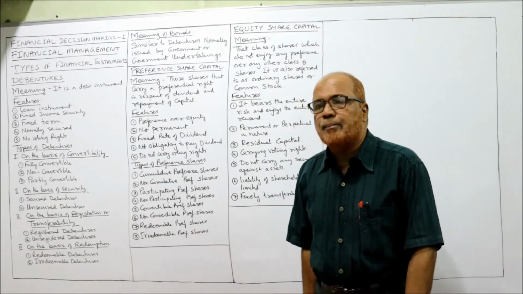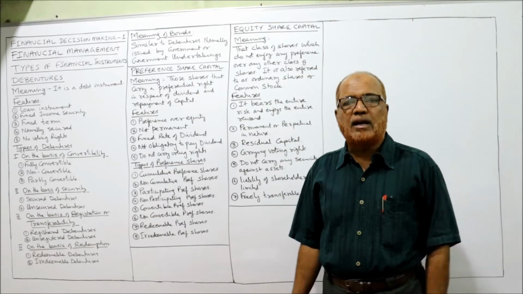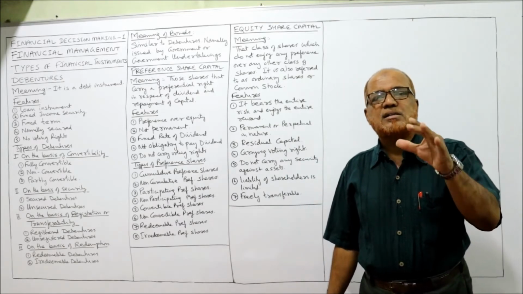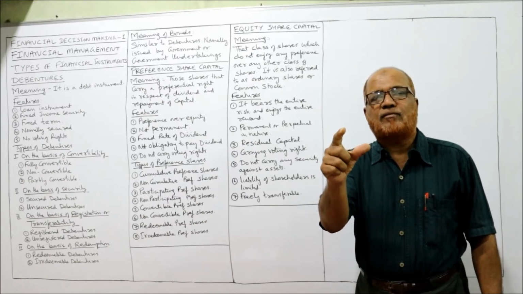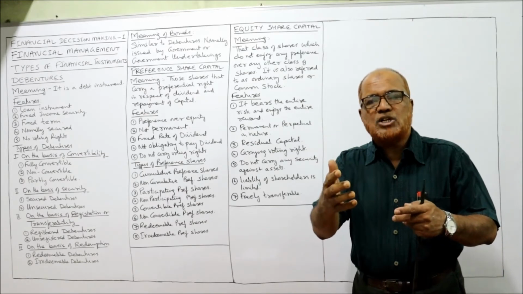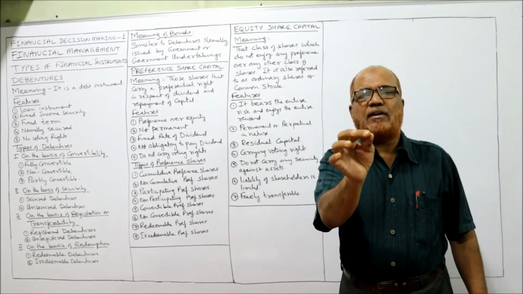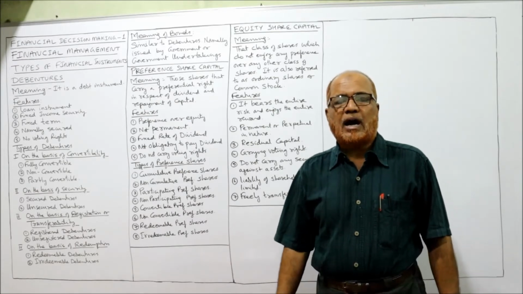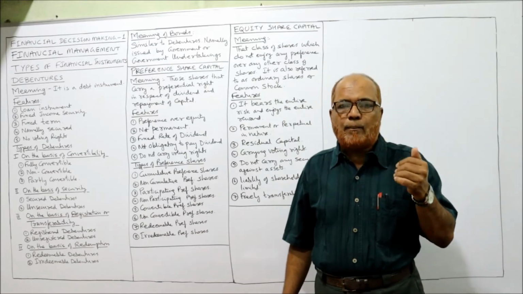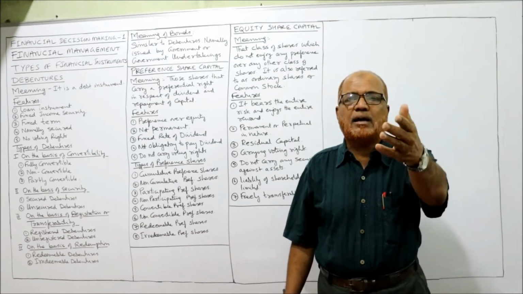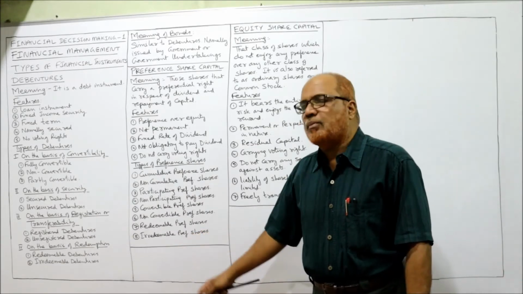Next comes the basis of redemption. On the basis of redemption, debentures are classified into redeemable and irredeemable. Redeemable debentures are those where the company has declared the period of time. For example, the company has issued the debentures and stated that this debenture will be redeemed after 10 years. As soon as the 10 years are over, the debenture holder has to return the debenture to the company and get the amount refunded. That is called redeemable, and these are the common type of debentures.